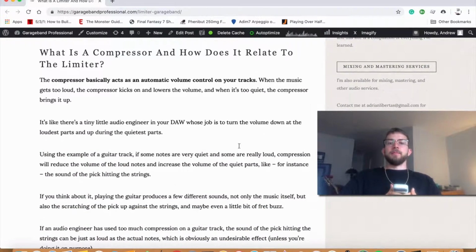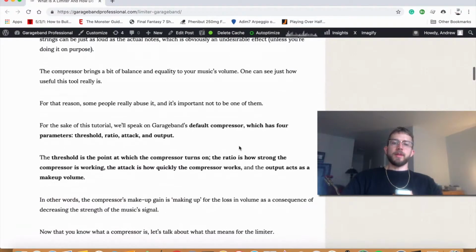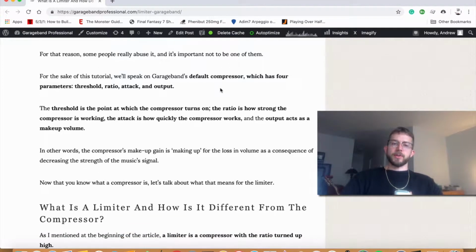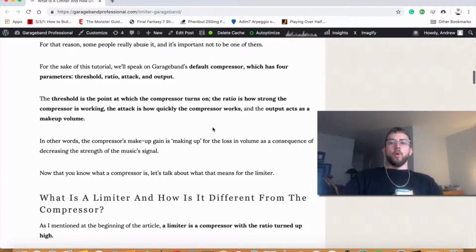But anyway, to fully understand what a limiter is, I have to explain the parameters of the compressor. We'll talk about the one in GarageBand. The compressor has 4 parameters in GarageBand. It has the threshold, the ratio, the attack, and then the output, or you could call it the makeup gain.